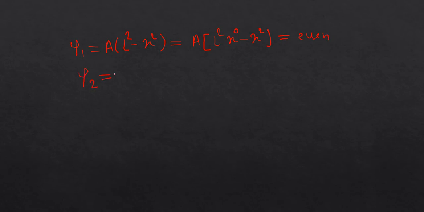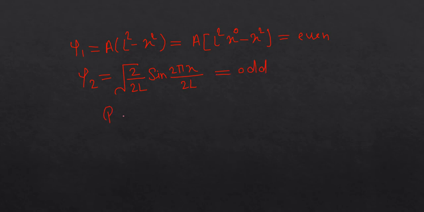And psi 2, so for n is equal to 2, the wave function must be odd. And for the infinite potential box, the wave function will be square root of 2 upon a, where a here is 2L and n is equal to 2. That's why we are taking sine of 2 pi x upon a, with a equal to 2L. So this is an odd function.